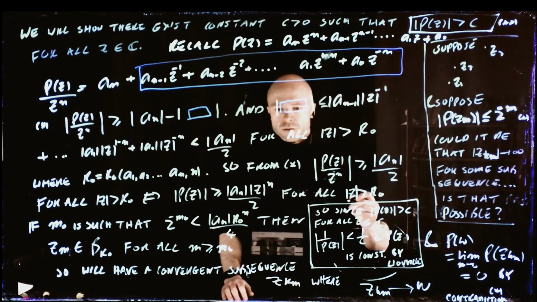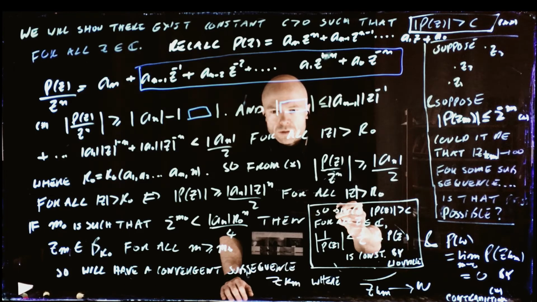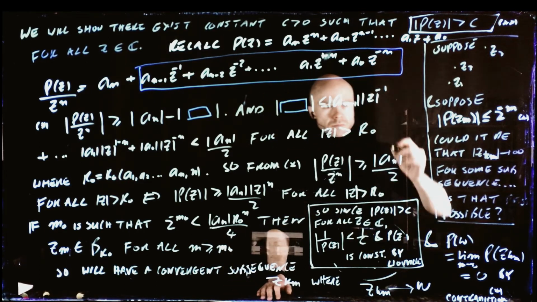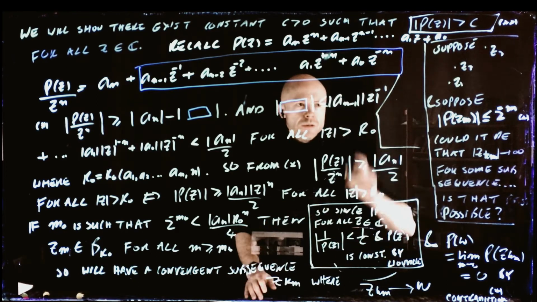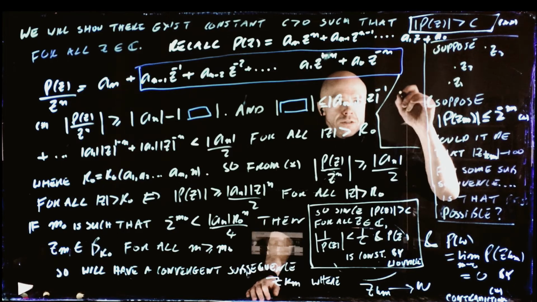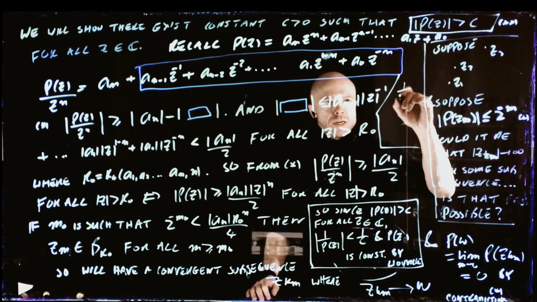And that's the end of it. Yeah? That's the end of it. Cool. Okay. So, all these details are kind of unimportant. The only ideas you need are just to think, okay, if it has no roots, then 1 over p of z is a holomorphic function.